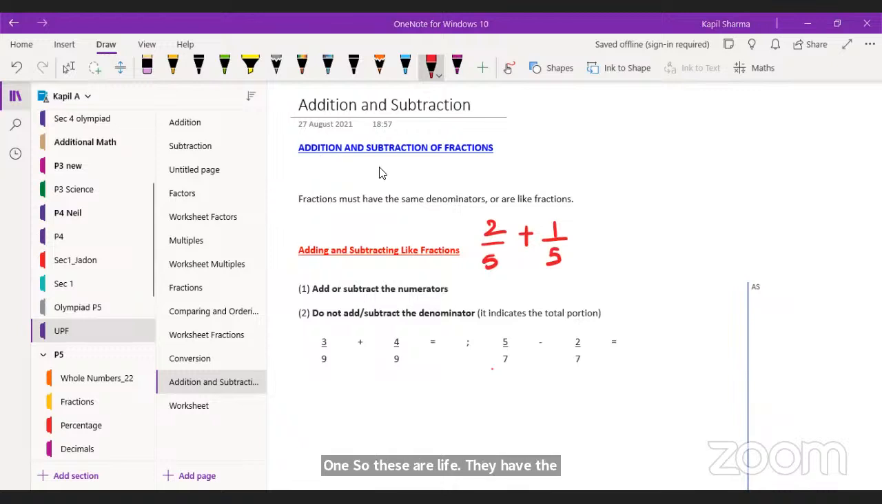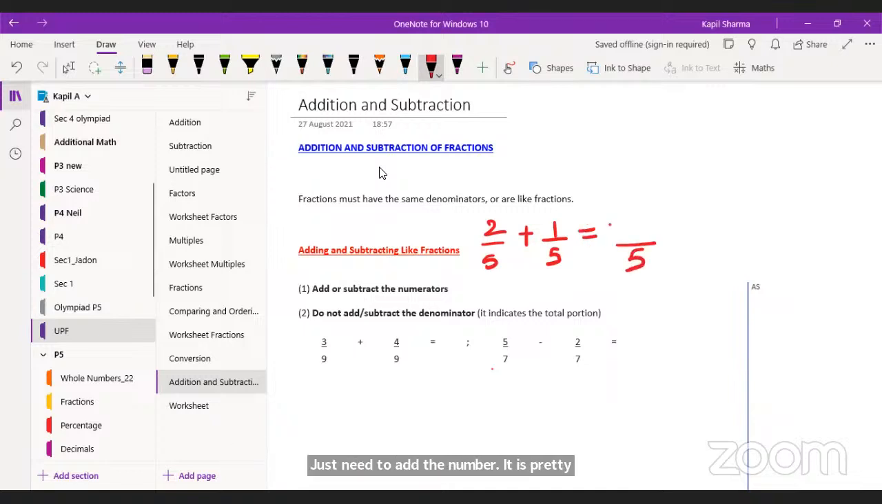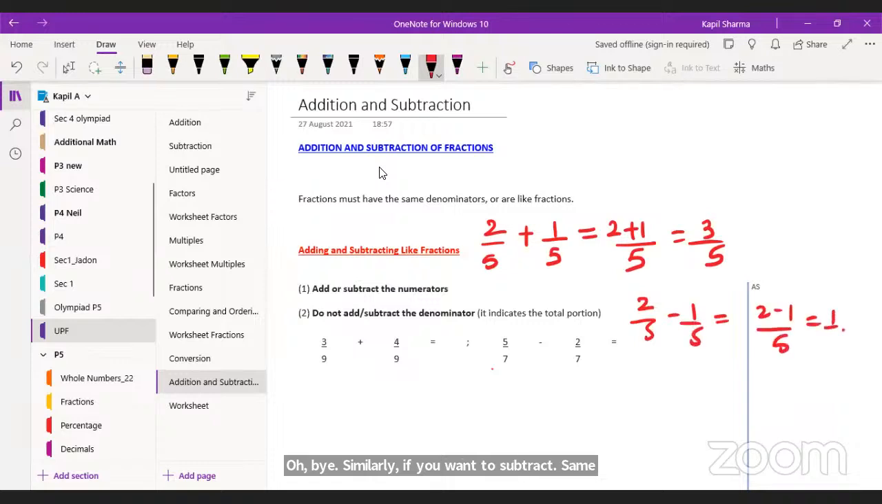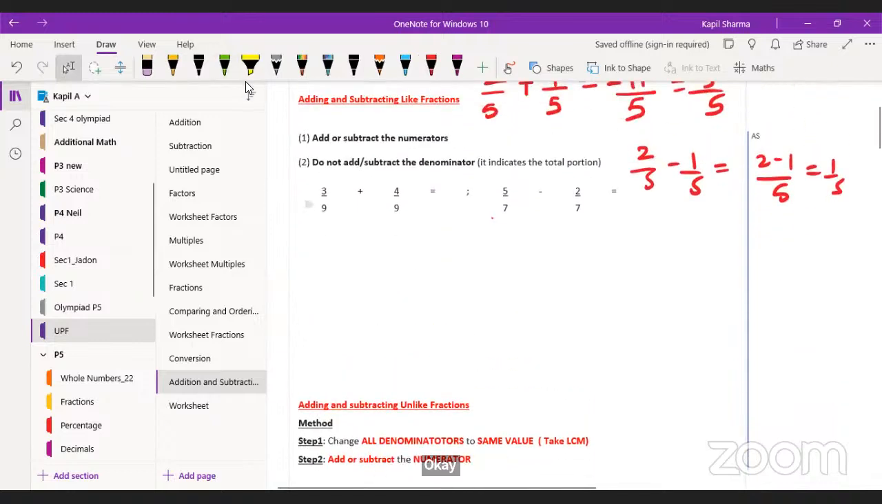So to add such fractions, we just need to add the numerators. Okay? It's pretty straightforward. Just add the numerators. Yeah. 3 over 5. Okay? Similarly, if you want to subtract, same process. Just subtract the numerators. Okay. Yes. Now you can easily solve these problems.